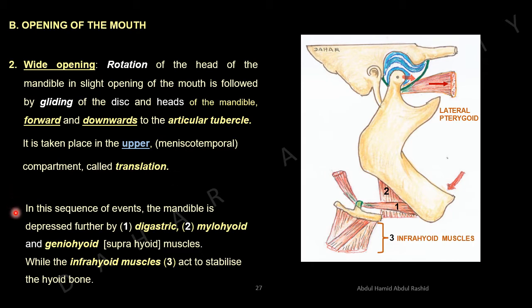In this sequence of events, the mandible is depressed further by 1. the digastric muscle, 2. the mylohyoid muscles, and the geniohyoid muscle. They are above the hyoid bone and called suprahyoid muscles, while the infrahyoid muscles, which are below the hyoid bone, act to stabilize the hyoid bone. They are the infrahyoid muscles.